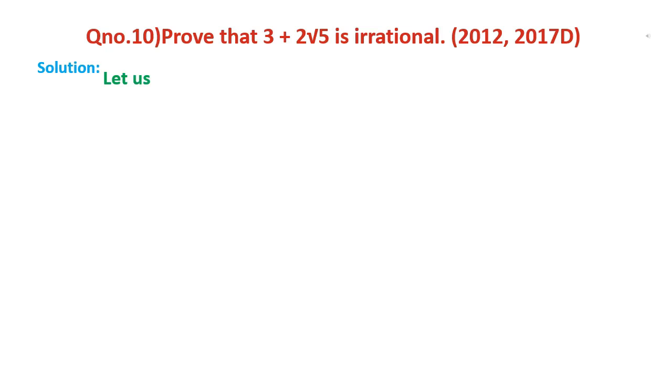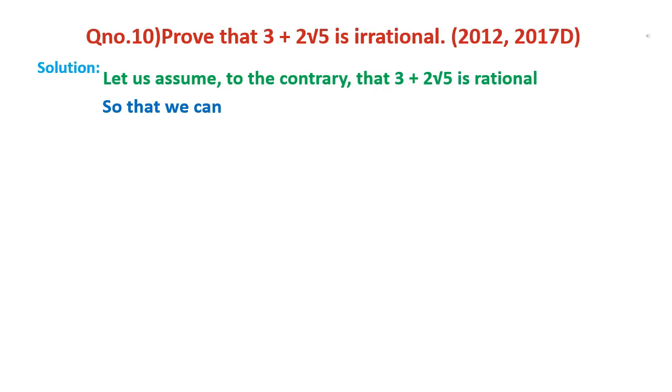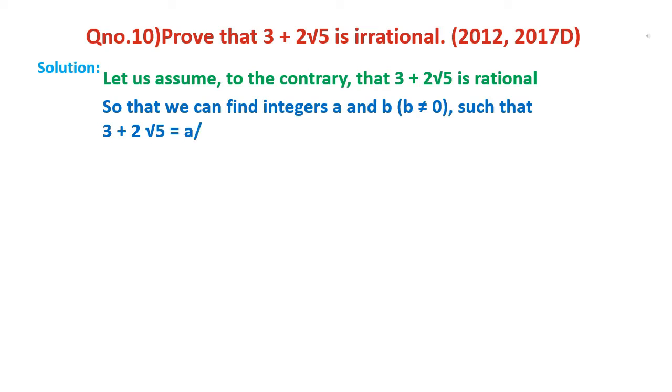Question number 10. Prove that 3 plus 2 square root of 5 is irrational. Solution. Let us assume to the contrary that 3 plus 2 square root of 5 is rational, so that we can find integers a and b, not equal to 0, such that 3 plus 2 square root of 5 is equal to a divided by b, where a and b are co-prime.